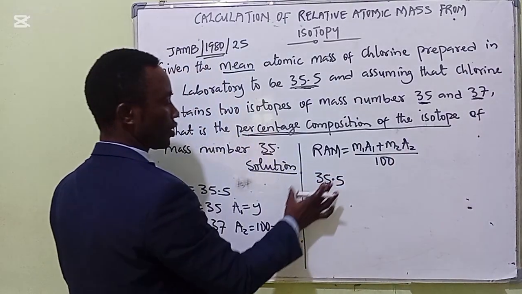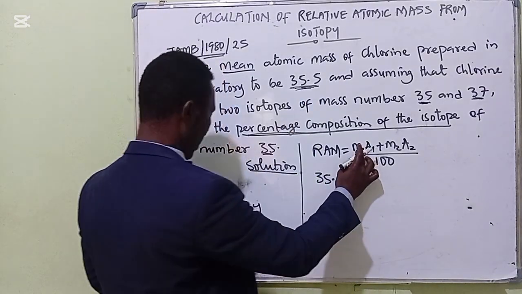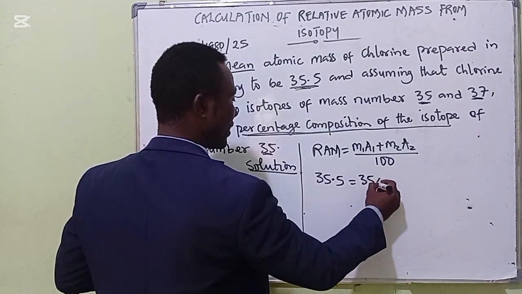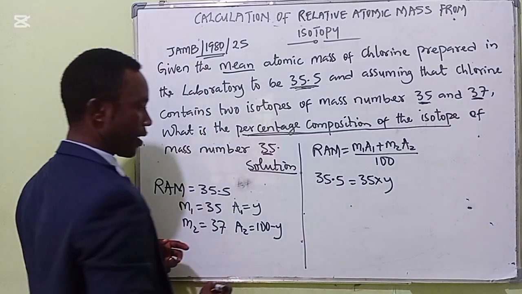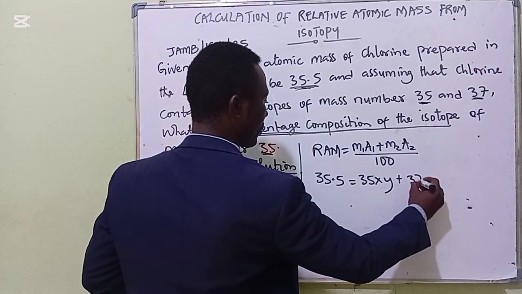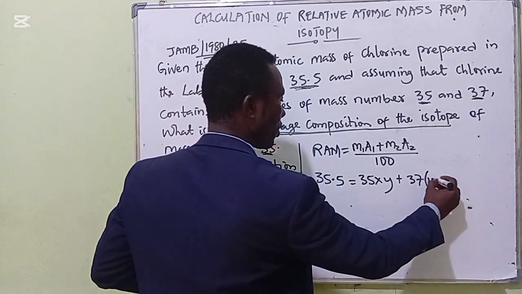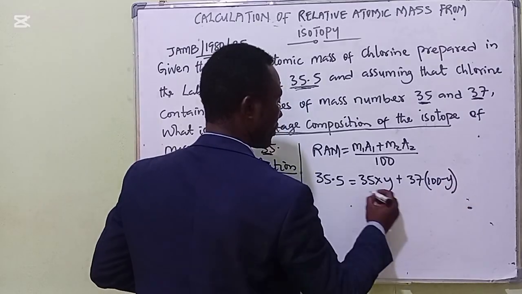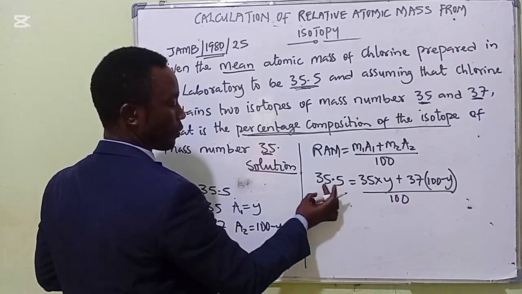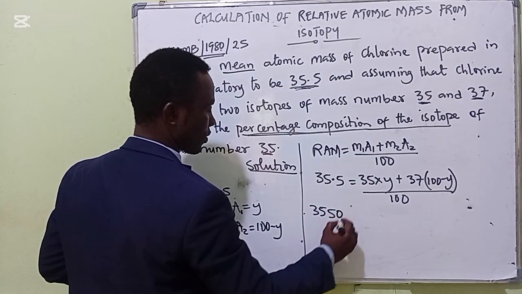That means that 35.5, which is the relative atomic mass that is given, will be equal to the first mass, which is 35, multiplied by its abundance, which we took to be y, plus mass 2, which is 37, multiplied by its abundance, which is 100 minus y. Then everything divided by 100. So we cross multiply, 100 times 35.5 will give us 3550.